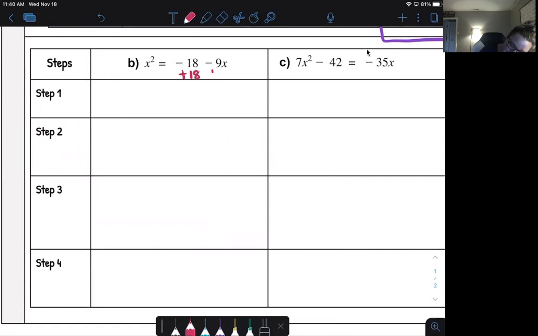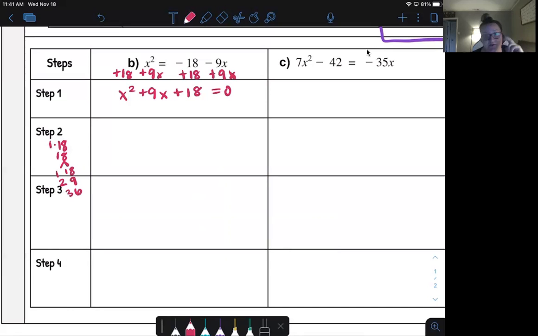So let's add 18 and add 9x to both sides. And we get x squared plus 9x plus 18 equals 0. Step 2, factor the problem. So take 1 times 18, which is 18. The factors of 18 are 1 and 18, 2 and 9, 3 and 6. Pick those factors, rewrite it so you have 4 terms, factor by grouping.